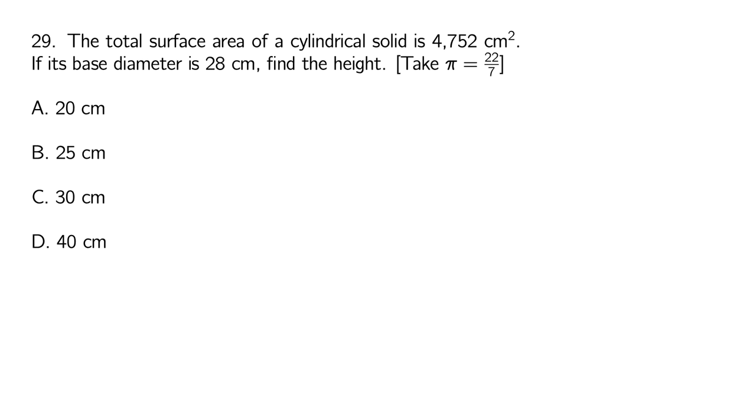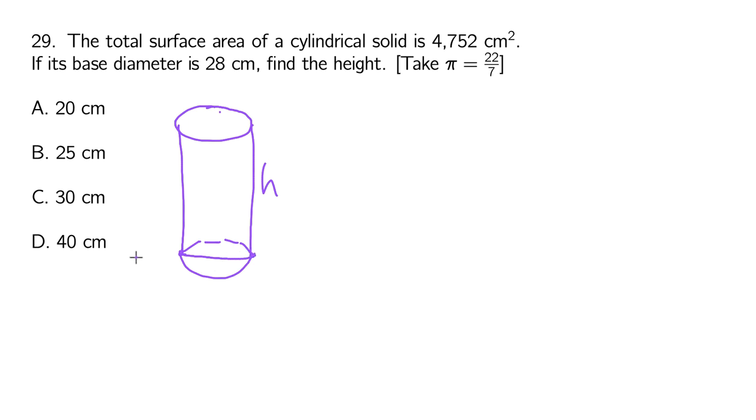The next problem is 29. It says the total surface area of a cylindrical solid is 4752 square centimeters. If its base diameter is 28 centimeters, find the height. And we are given pi as 22 over 7. We can draw a sketch. We have this cylindrical solid. And we have the height there. And then we have the base. So this is the height, it's h. This is the diameter of the base.